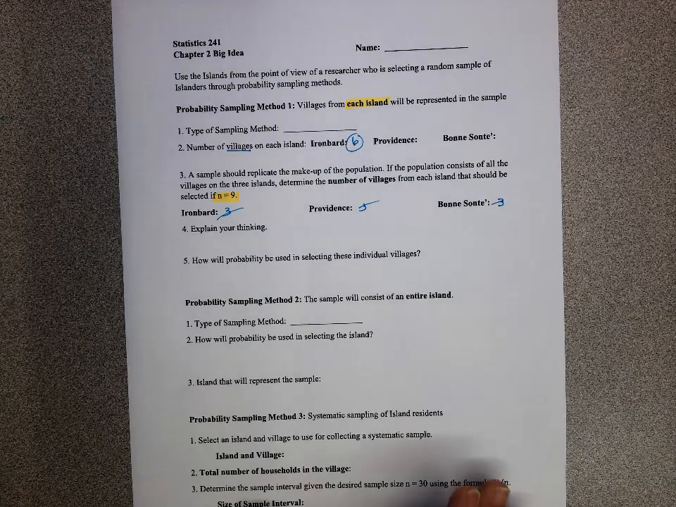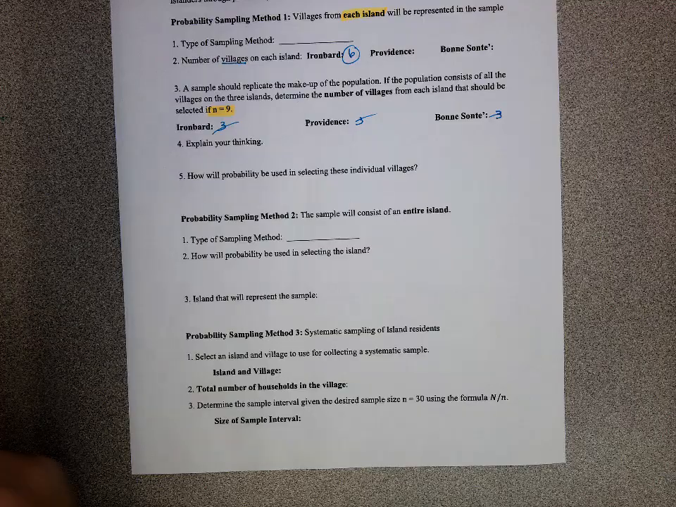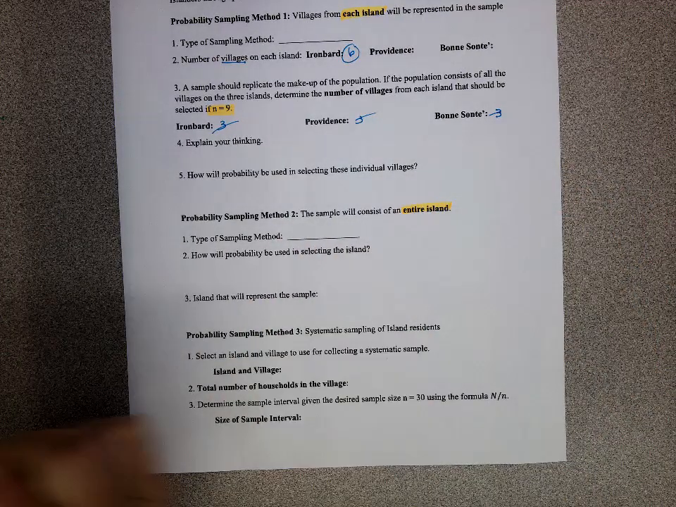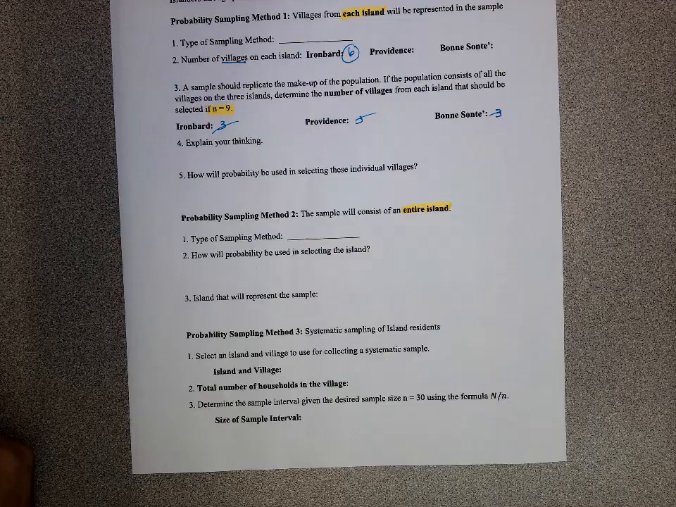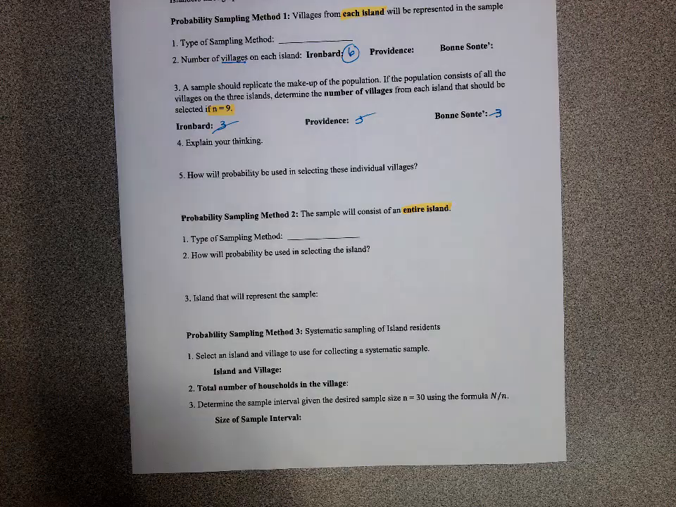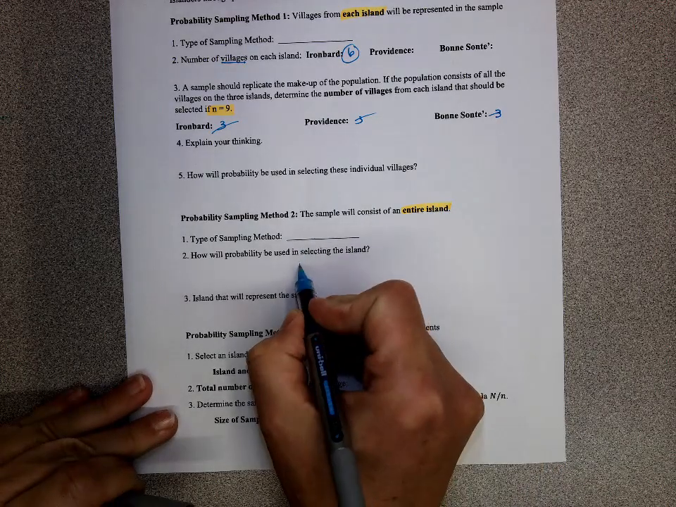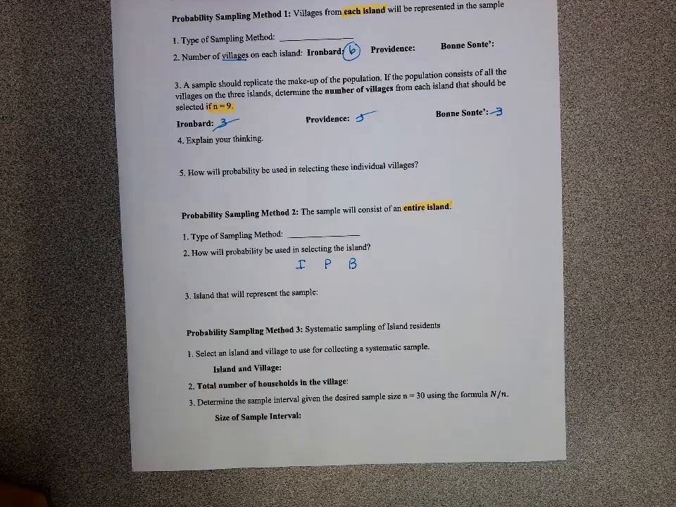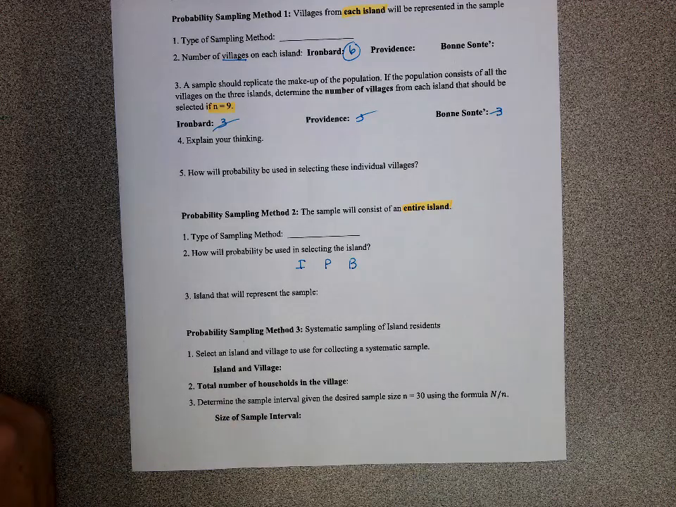The second probability method is, what is it called when you take from the entire island? See, the clue is right within the statement itself. So when you're going to take an entire island, what's the sampling method? And then which of these 3 are you going to take? Ironboard, Province, or Bonsante? And so how do you tell? How is probability used to determine which of those you would take?